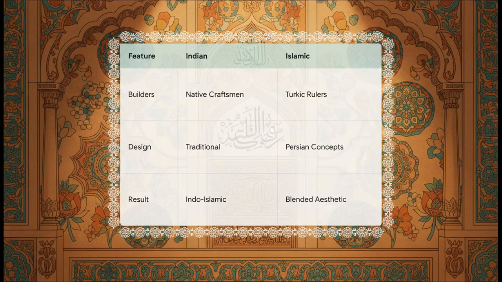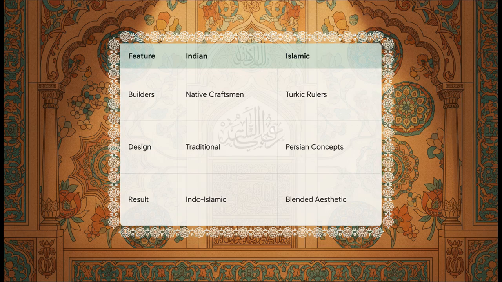And this brilliantly illustrates how that cultural synthesis extended right into the physical world. Central Asian conquerors brought in grand Persian and Islamic architectural concepts, but they didn't bring entire workforces with them. Instead, they employed native Indian craftsmen, architects, and sculptors. These local builders applied their own traditional Indian construction styles to these foreign concepts. The result? A stunning, blended aesthetic that was neither purely Islamic nor purely Hindu.